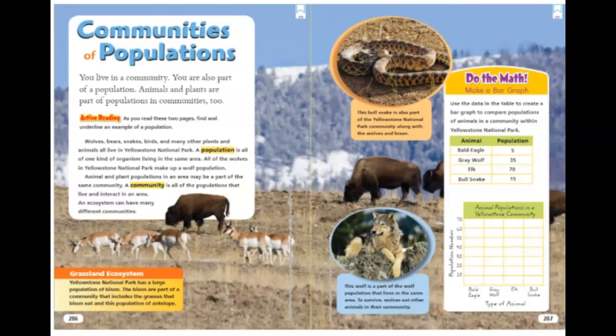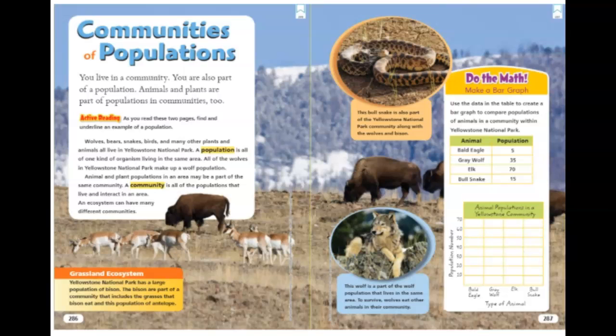Wolves, bears, snakes, birds, and many other plants and animals all live in Yellowstone National Park. A population is all of one kind of organism living in the same area. All of the wolves in Yellowstone National Park make up a wolf population. Animal and plant populations in an area may be part of the same community. A community is all of the populations that live and interact in an area.